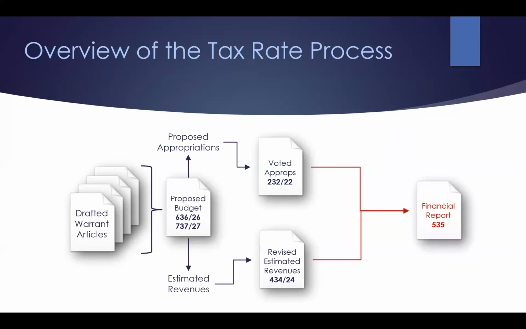After the end of the year, you're going to be filing your MS 535. This is a financial report of your actual expenditures and actual revenues. And what we're going to be talking about today is just the proposed budget part of the process. So just the drafting of the warrant articles and then the submission.